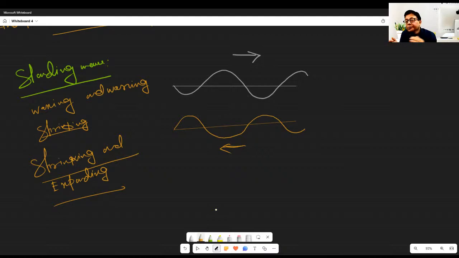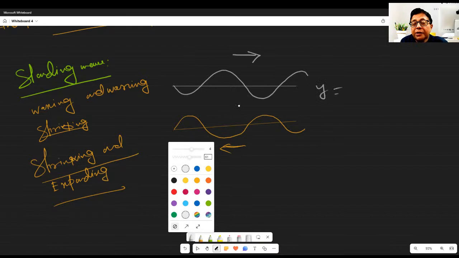So when two progressive waves travel along the same medium, the same straight line, but from opposite directions, then due to their superposition, they give rise to a system which is alternately shrinking and expanding, or waxing and waning, but not traveling in either direction. That is called a stationary wave. So I have shown you how to write this equation.